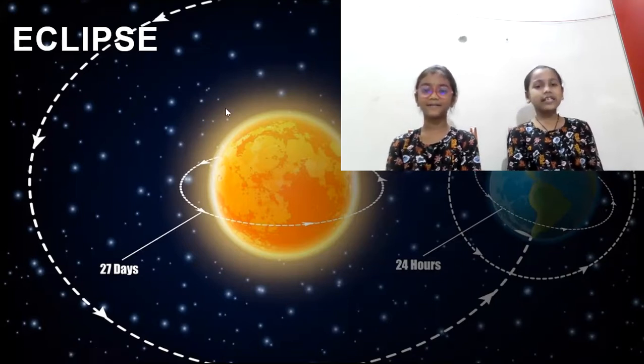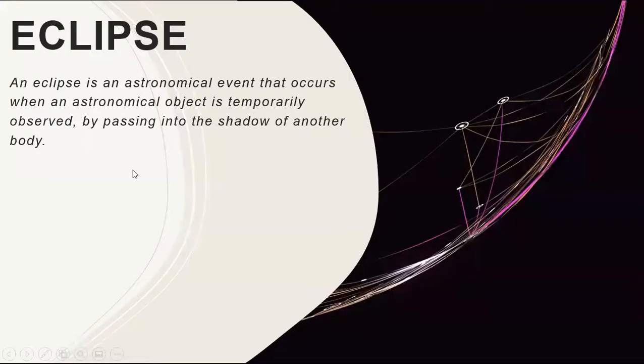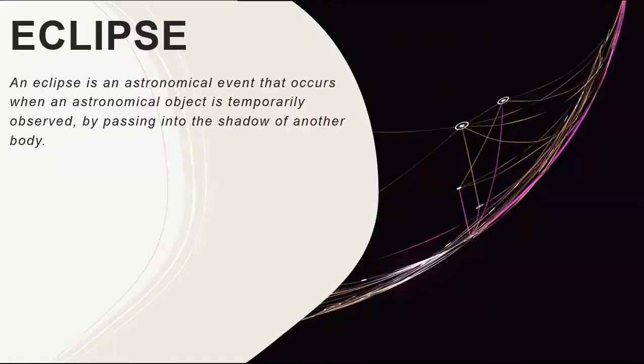Today we are going to discuss eclipses. An eclipse is an astronomical event that occurs when an astronomical object is temporarily obscured by passing into the shadow of another body. The Moon is the natural satellite of Earth and revolves around Earth. Sometimes the Sun, the Earth and the Moon come in a straight line. In such situations we observe a solar or lunar eclipse.